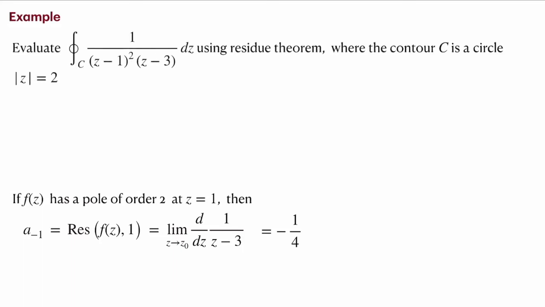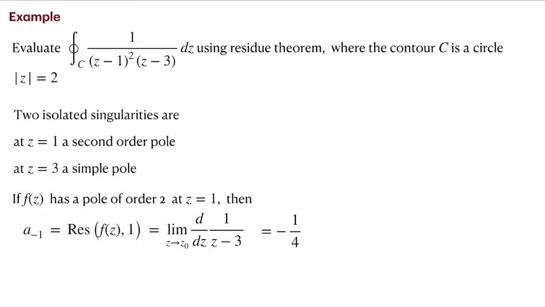So let's take the first example. We are trying to evaluate the integral of f of z equal to 1 by (z minus 1) squared times (z minus 3). We have seen a similar example, but in this case the contour is different. The contour is given by mod z equal to 2, a circle with radius 2 around the origin. We have already seen that it has two singularities. At z equal to 1 we have a second order pole, and at z equal to 3 we have a simple pole. So let's try to plot them.